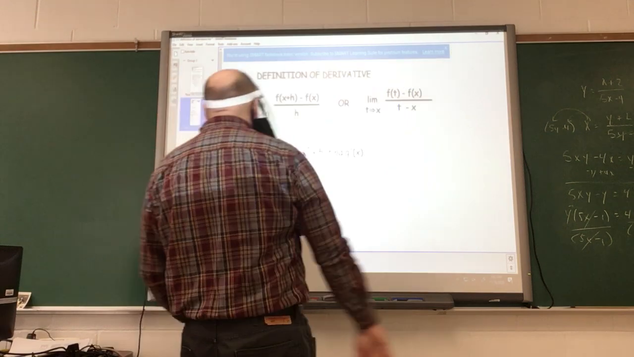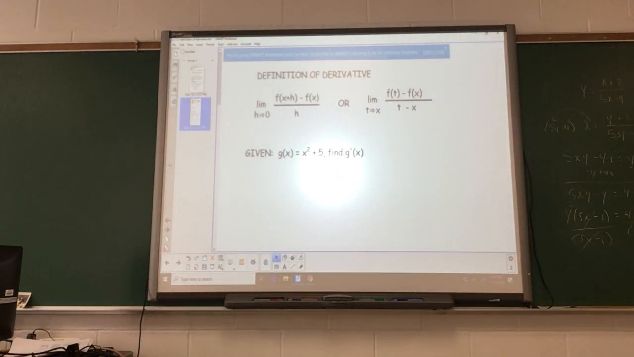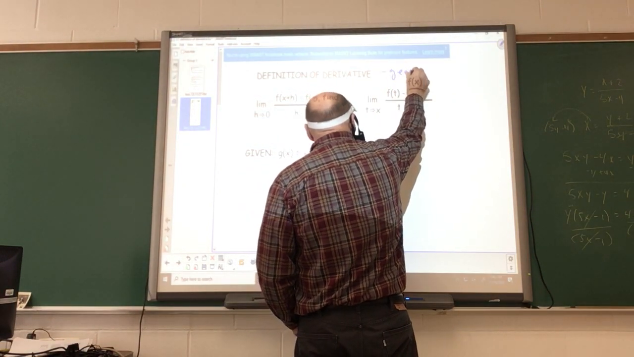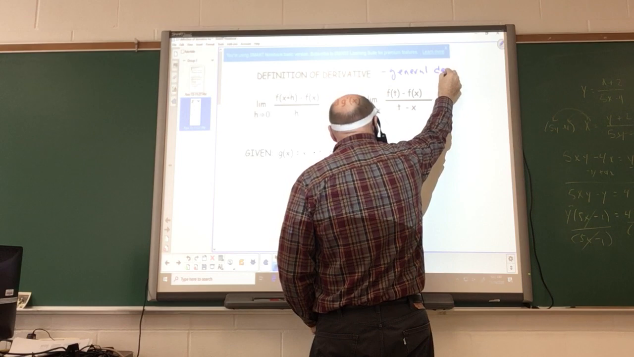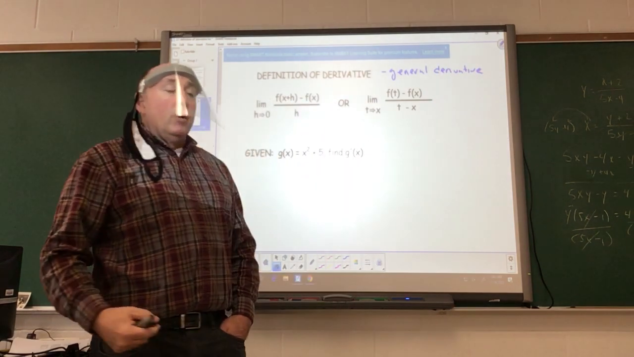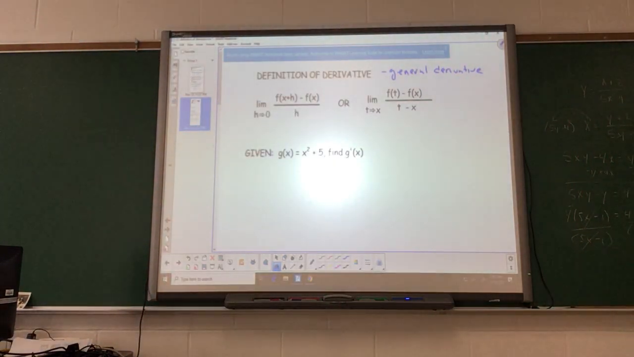Where the challenge starts to come in is when we want to determine a general derivative. This is a general derivative, which means you're going to come back into function notation. You won't have an exact number value here.